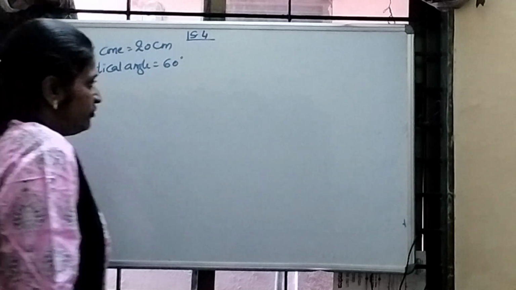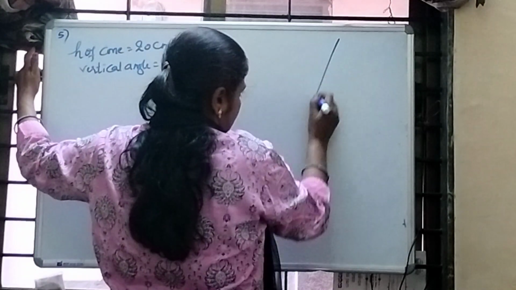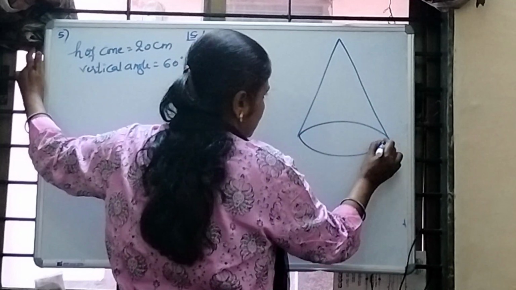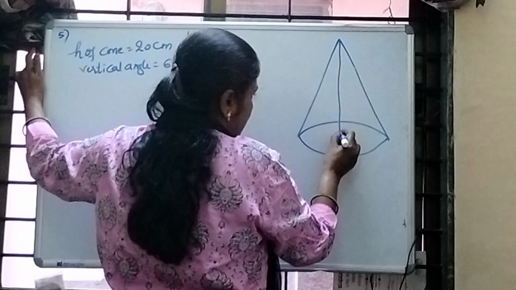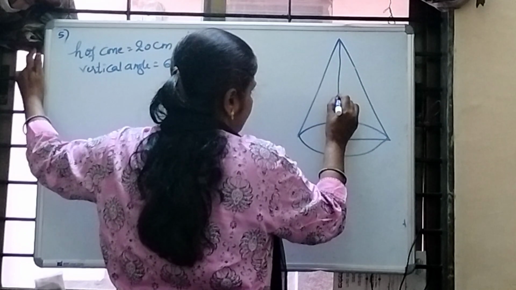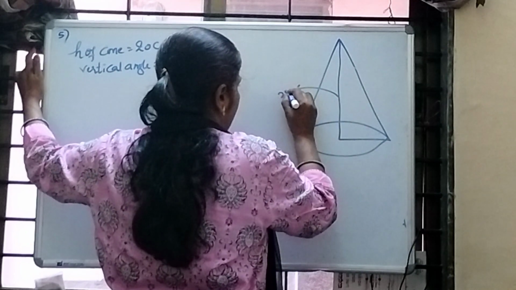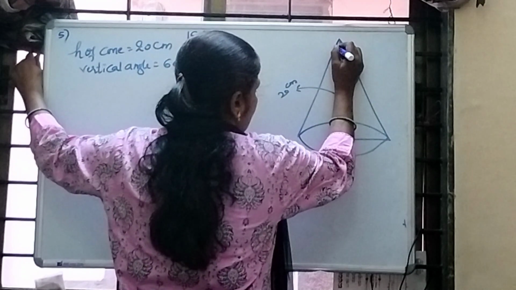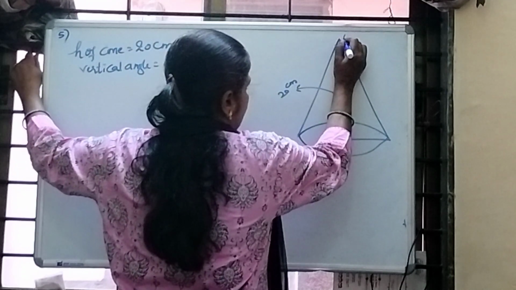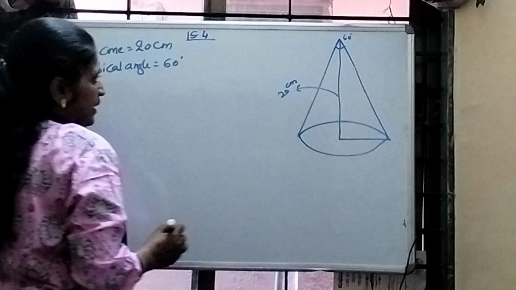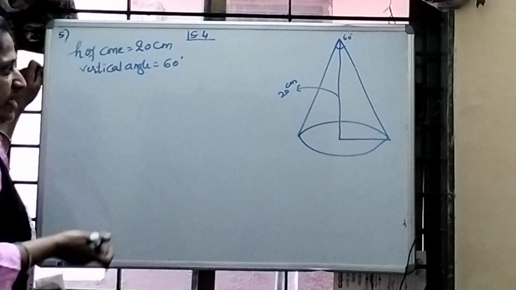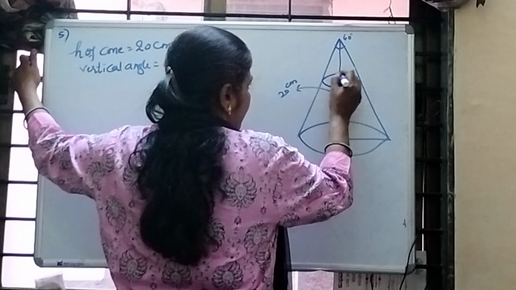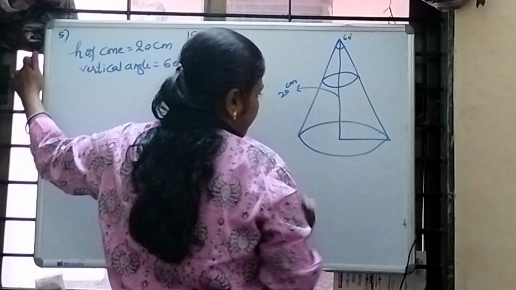Here first the cone was given, and they told that the height of this cone is 20 centimeters and the vertical angle of the cone is 60 degrees. Now this cone is cut parallel to its base. So what happens here? We get the remaining part as a frustum.